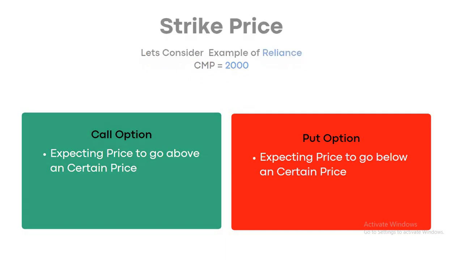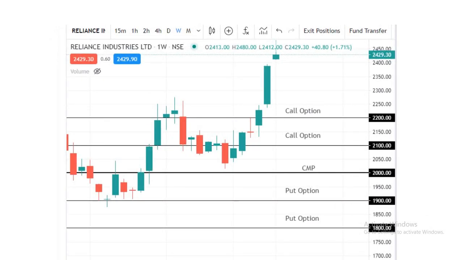So we're going to talk about strike price now. Here in this chart you guys can see the Reliance chart, and we have considered the current market price to be 2000. And if you want to buy the call option and you are expecting the price to go up, you have to buy a call option. Okay, and if you are expecting the price to go above 2100, you have to buy the 2100 call option.